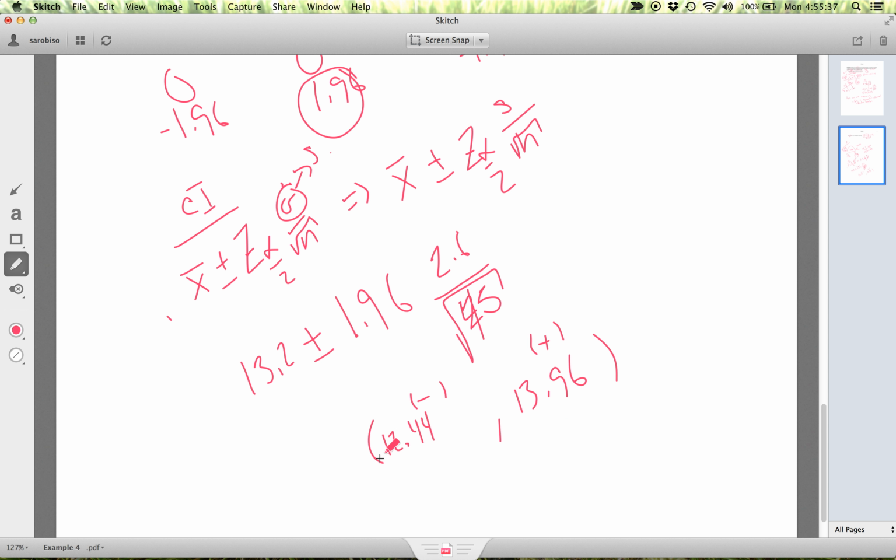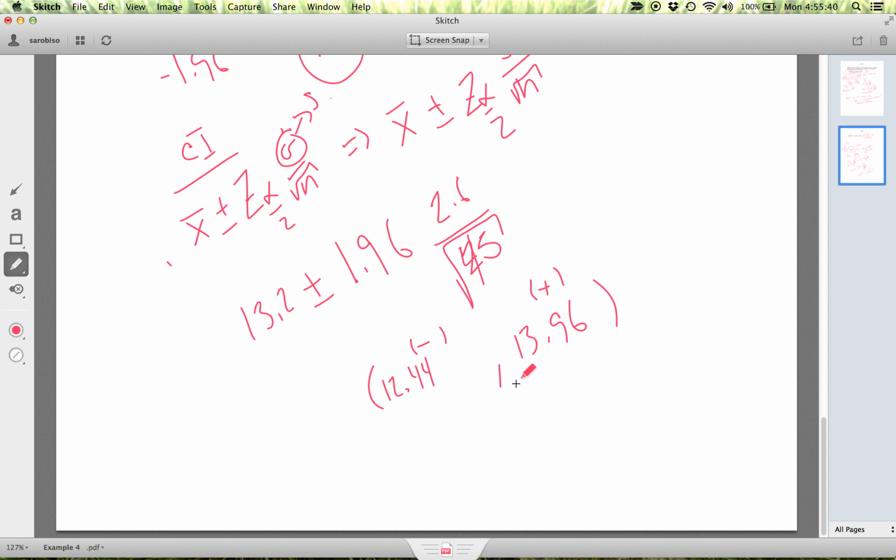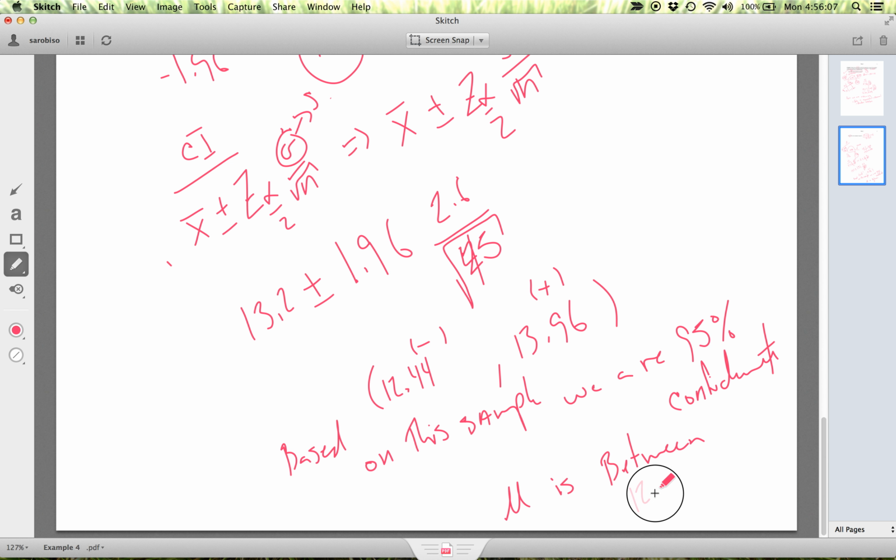Finally, you should always remember what the interpretation of a confidence interval is. We can say, based on this sample, we are, in this case, 95% confident that mu is between our two values, which are 12.44 and 13.96.